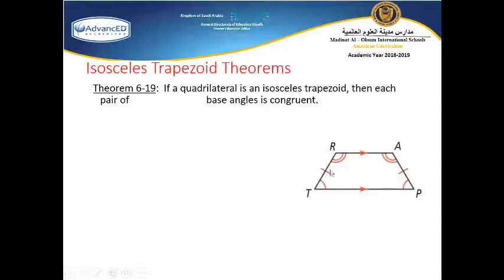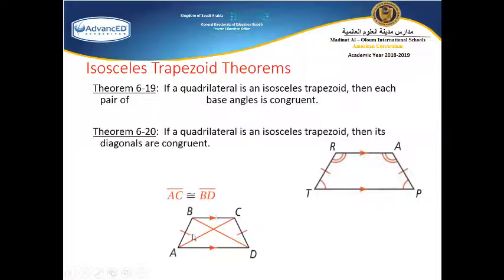The isosceles trapezoid theorem is the first theorem of the trapezoid. If a quadrilateral is an isosceles trapezoid, then each pair of base angles are congruent. Then angle T is congruent to angle P, and angle A is congruent to angle R. The base angles are congruent, not all of them. The base angles like T and P are congruent. Angle A and angle R are congruent.